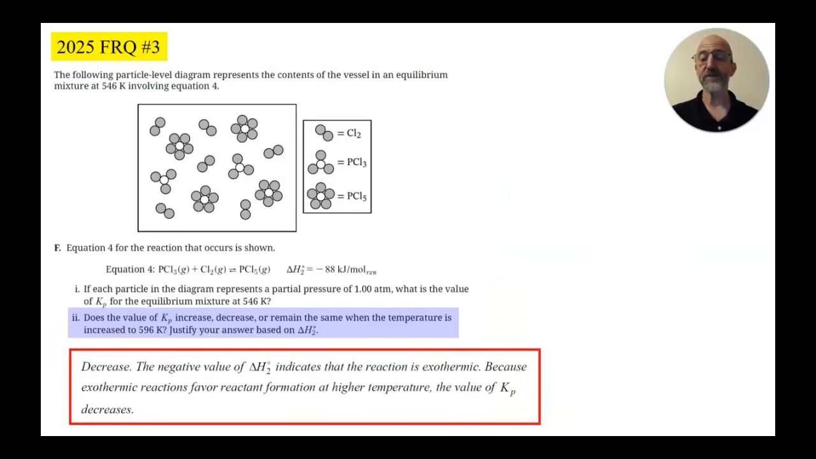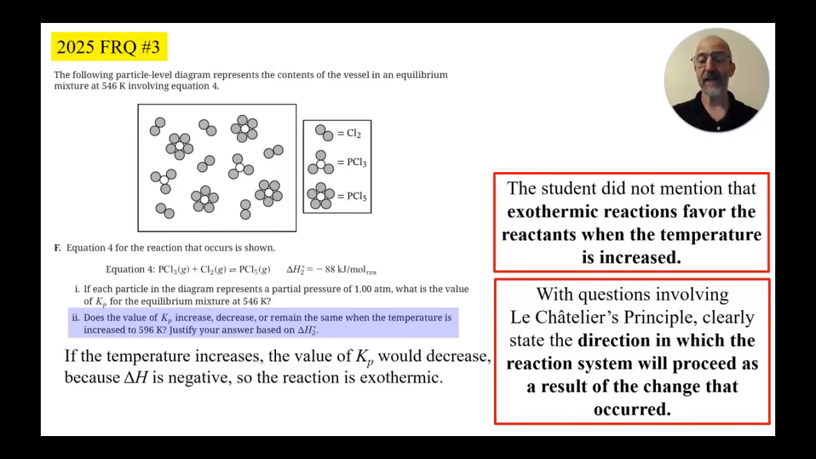So here's the official scoring guidelines answer. So, will the value of Kp increase, decrease, or remain the same when the temperature is increased? They said decrease, which is correct. The negative value of this delta H indicates that the reaction is exothermic, so that's good. Because exothermic reactions favor reactant formation at higher temperature, the value of Kp decreases. So there's a clear indication of the direction in which the reaction would proceed. But that student that said, well, delta H is negative, it's exothermic, and Kp would decrease, they never actually talked about the direction in which this reaction would proceed.